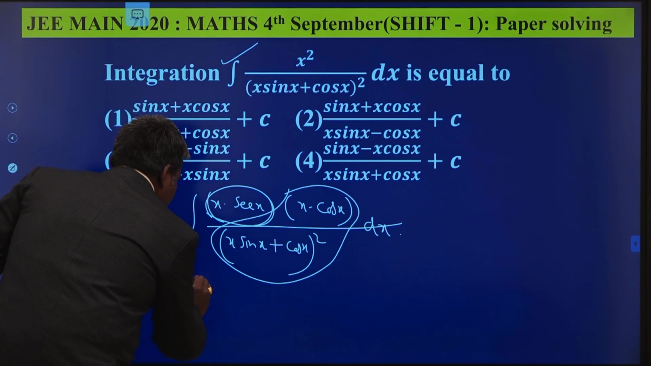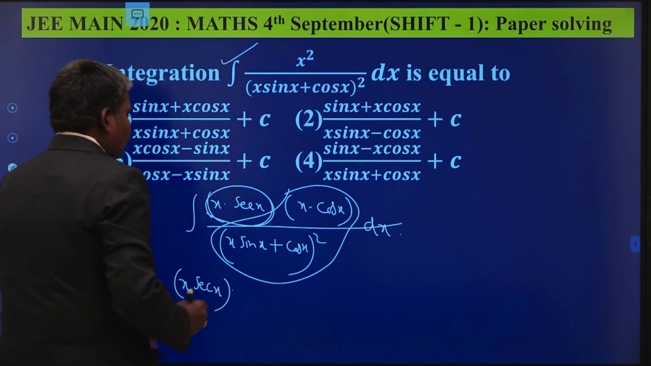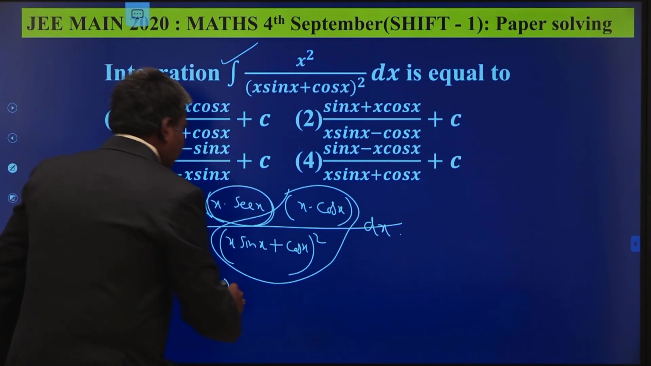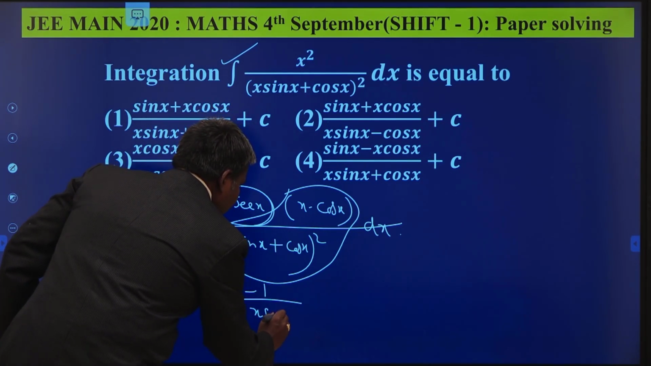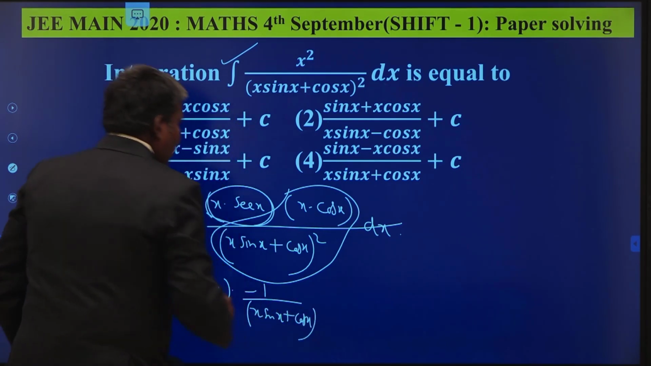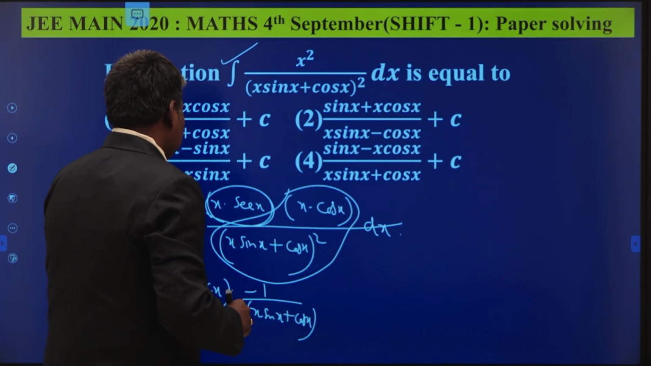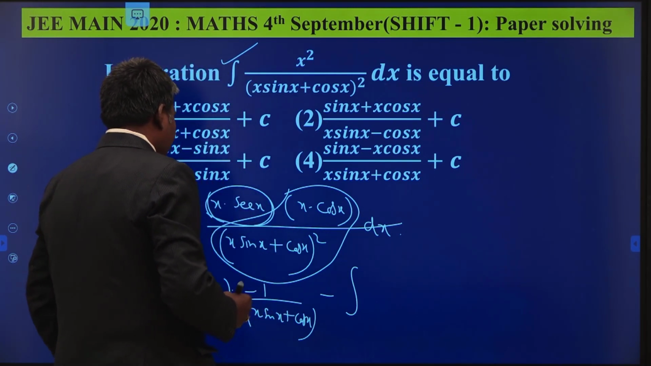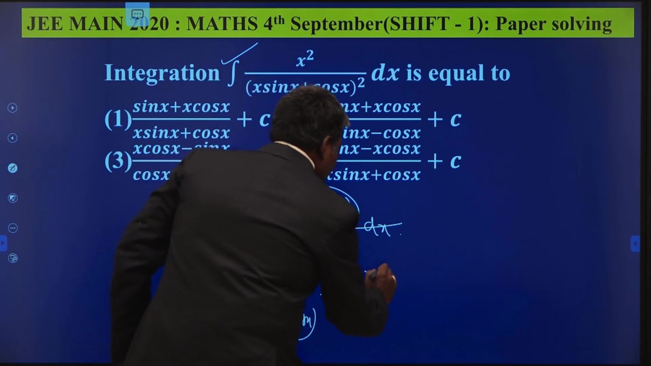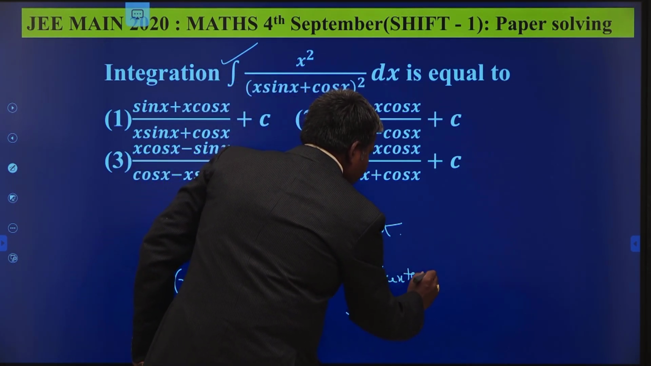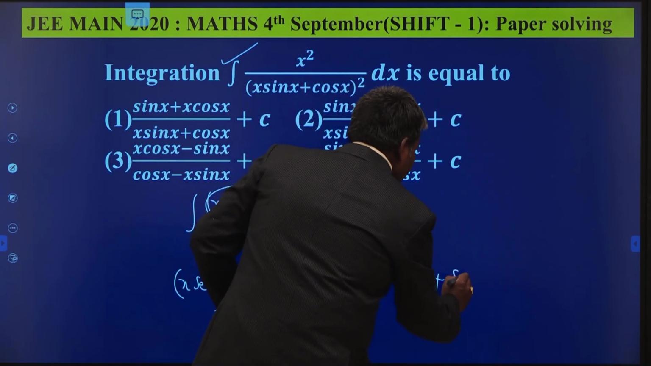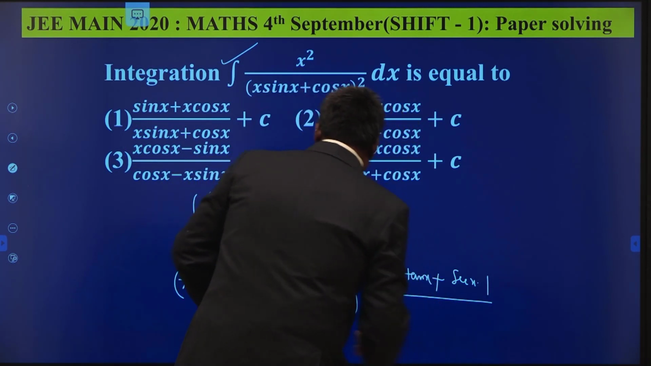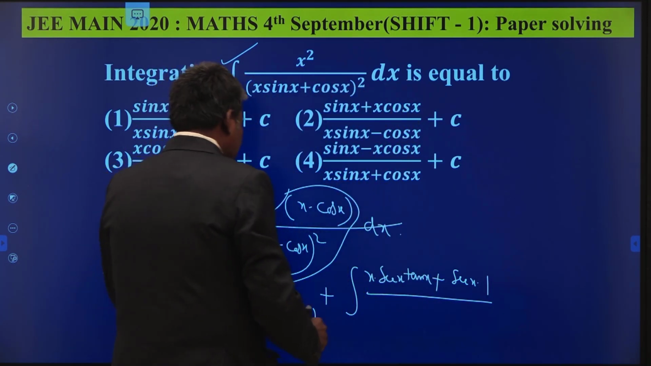x into secant x is f(x). What is the integration of the second function? It is f dash x by f of x whole square, which gives minus 1 by (x sin x + cos x). Integral of 1 by x square is what? Minus 1 by x. So f(x) integral g(x) dx minus integral f dash x, you have to write the derivative of x secant x. X into derivative of secant x, which is secant x tan x, plus secant x into 1, the derivative of x is 1, whole divided by the denominator x sin x plus cos x.